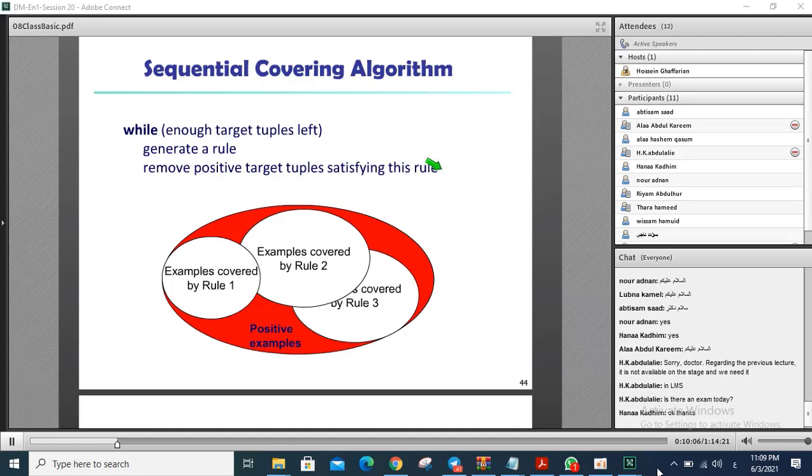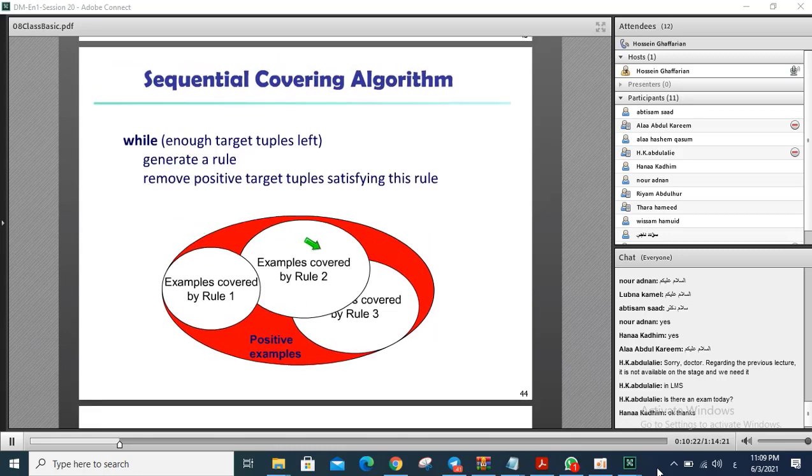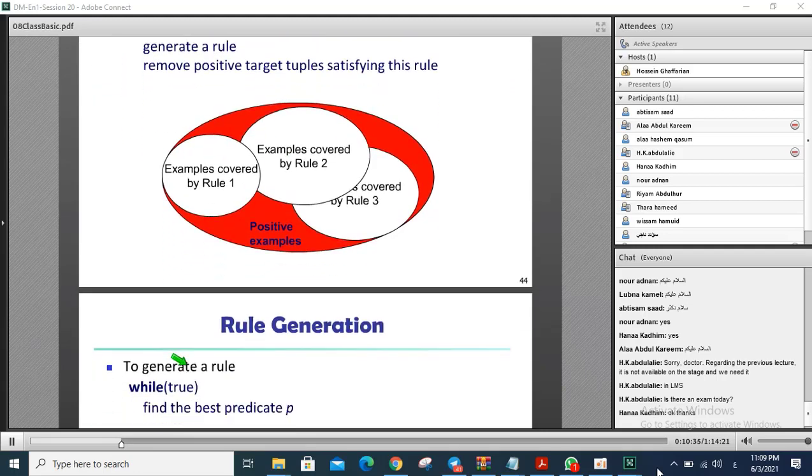So here, if I compare this method with the decision tree method, in a decision tree we can learn all the rules simultaneously. But here, I'm learning sequentially, one by one. After finishing one rule, I can start another rule for a new class.